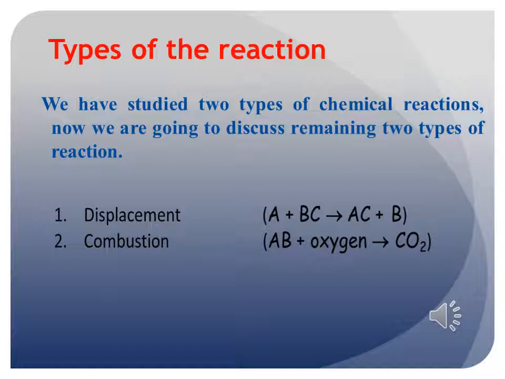As A plus BC gives us AC plus B, you can easily observe here that in the reactants C was with B, and in the products it was displaced from B to A, so we can say it is a displacement reaction. 2. Combustion reaction. As we know that oxygen gas is necessary for burning of everything in nature, combustion, so here we can observe that AB is burned in presence of oxygen, AB plus oxygen, and produces carbon dioxide, CO2.